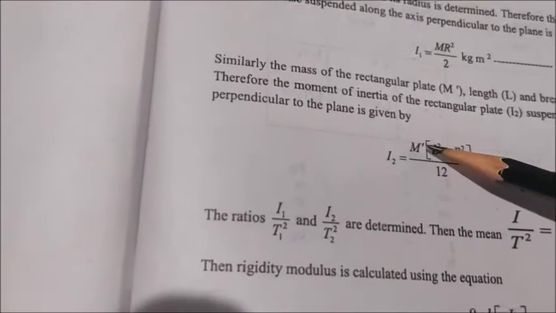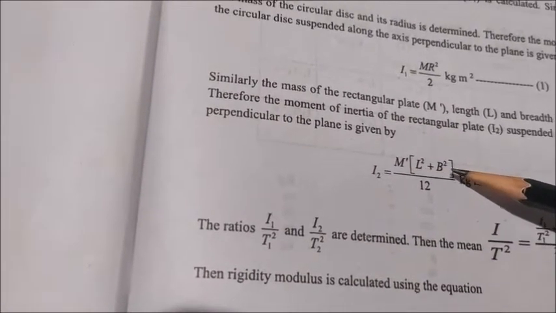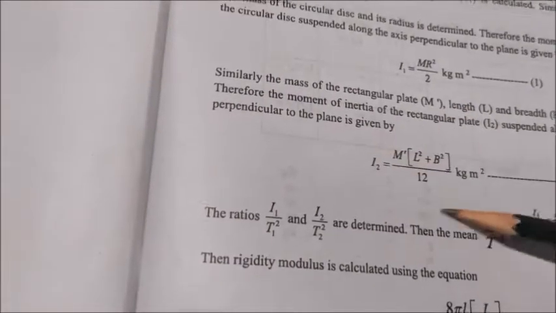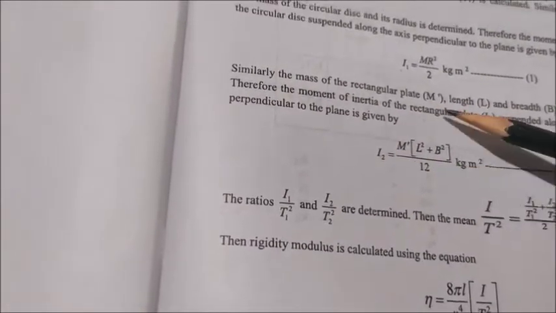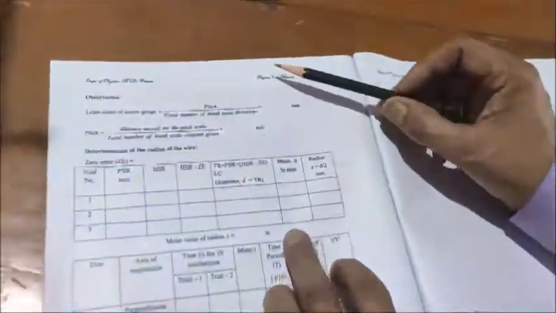So next, take the mass of the rectangular plate as m dash, L is the length of this rectangular plate, B is the breadth of the rectangular plate, and calculate I2, that is the moment of inertia of the rectangular plate. Next, come to the other part, that is for finding the diameter of the wire. You follow this step. Maybe you did the same in PU.